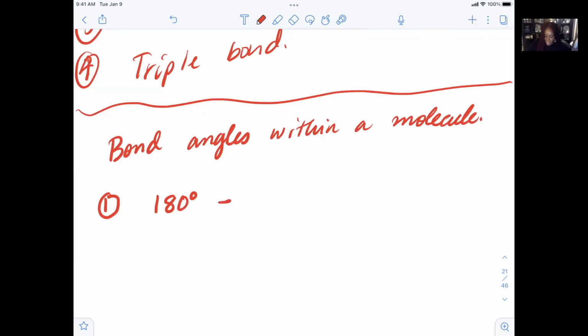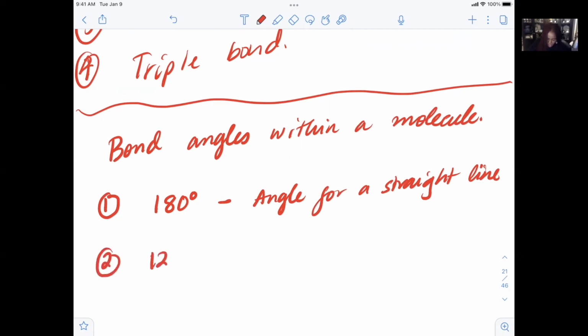So this is usually the angle for a straight line. This is what happens when you record late in the evening when you've been gallivanting all day long, right? Okay, number 2, 120 degrees. Not Celsius, oh my goodness. 120 degrees.